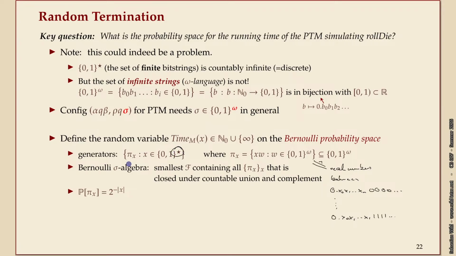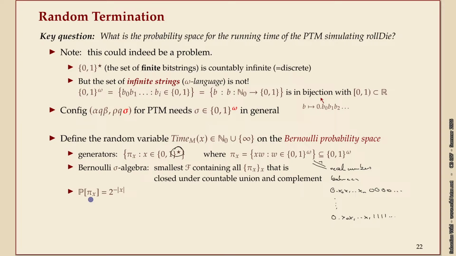The prefix has to be a finite prefix. And it turns out you can turn this into a sigma algebra by taking the closure under these operations. So you take all those pi x sets, and you take countable unions and complements, and that is a well-defined sigma algebra, the Bernoulli sigma algebra. So that's the measurable sets we can talk about. Okay, these pi x's, unions, and complements thereof.